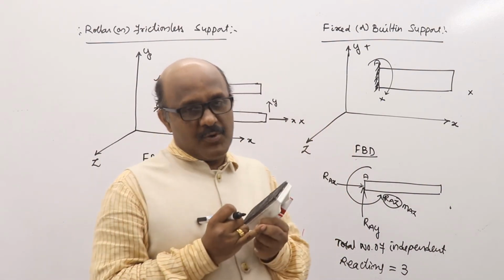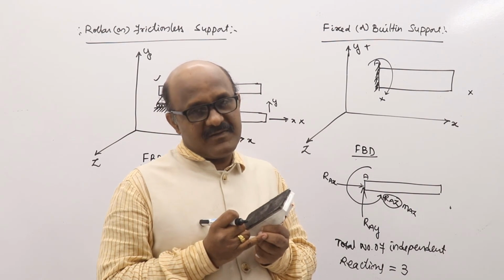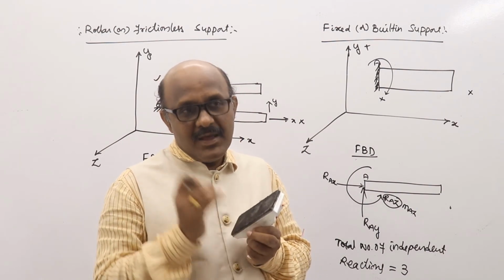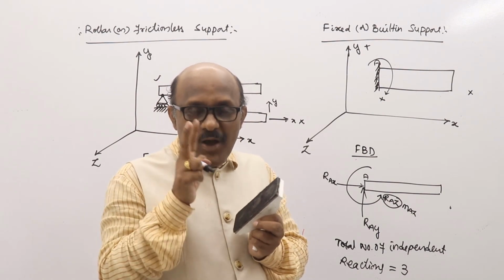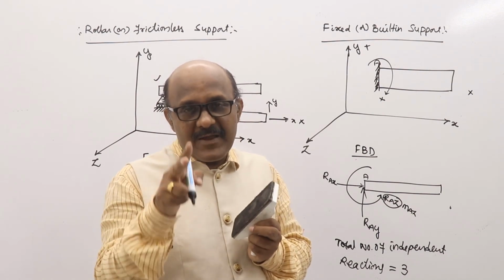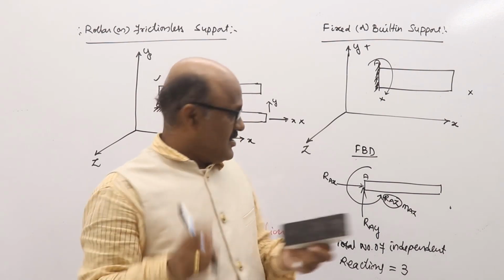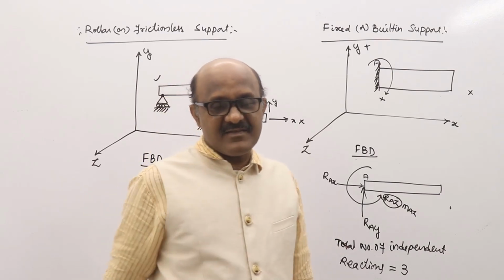Are you clear? So what is our first one? Types of supports: hinge or pin support. In hinge or pin support, the number of independent reactions is equal to 2. Roller or frictionless support, the number of independent reactions is equal to 1. Fixed support, the number of reactions is equal to 3.